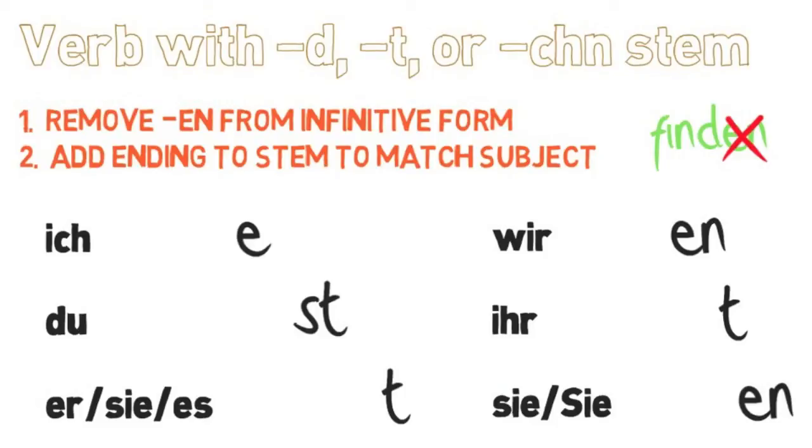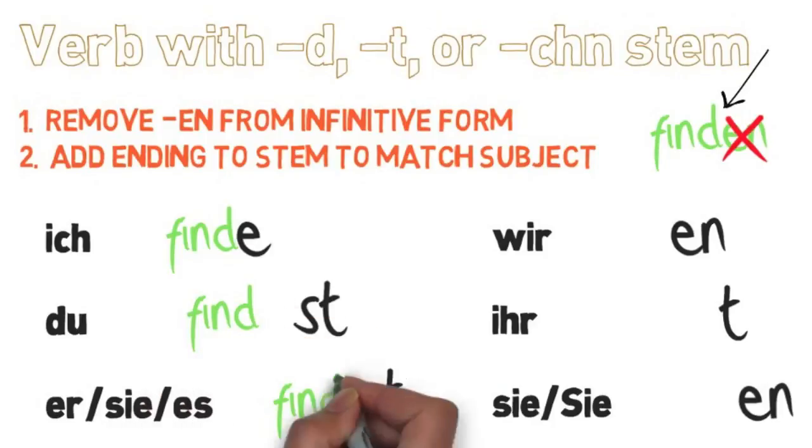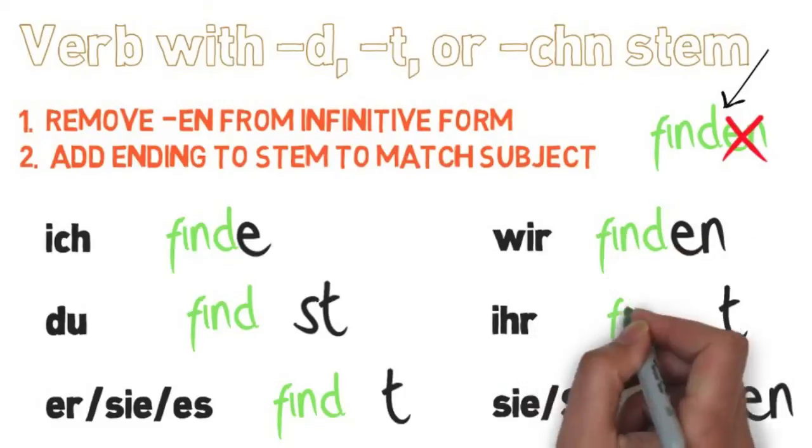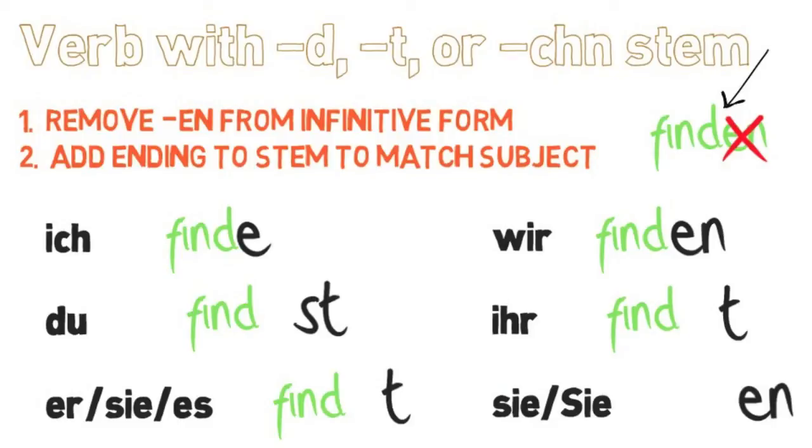Take a look at the verb finden. Its stem, find, ends in a D, and if we just added the endings to that as usual, the ich form and the wir and sie and Sie forms would be okay. But st and t endings aren't going to work. It's difficult, if not impossible, to say those endings on that stem. Try saying du findst or ihr findt.